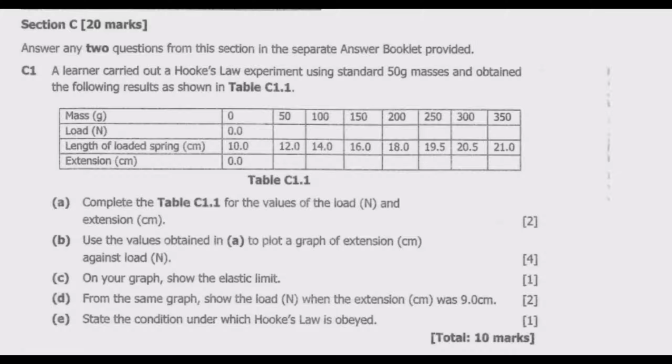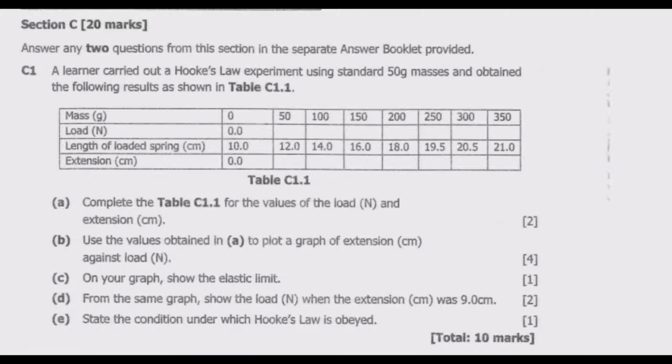So let us start with question C1. A learner carried out a Hooke's law experiment using standard 50 g masses and obtained the following results shown in table C1.1. Question A. Complete the table C1.1 for the values of the load in newtons and the extension in centimeters. This is 2 marks. Once you complete this table, you get the 2 free marks. This is one of the common questions, to complete the table.